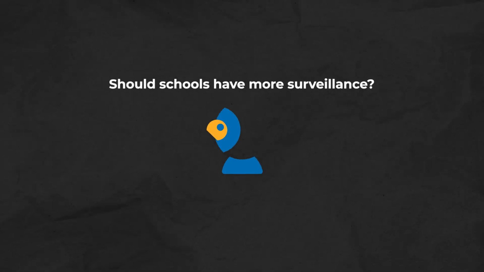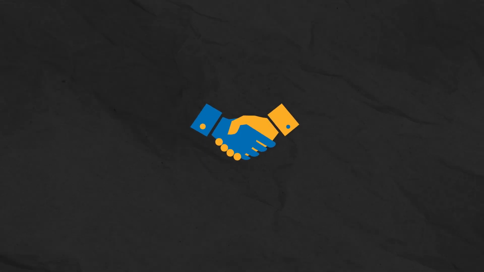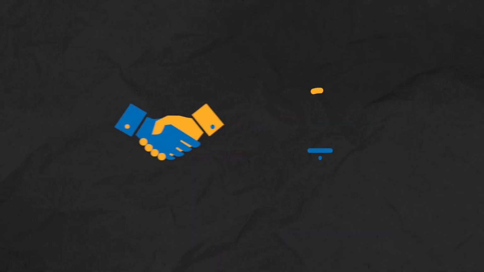Another clash could be on the idea of freedom within schools. Should schools have more surveillance and monitor the students more tightly? Or should the schools give the students more freedom and the ability for them to explore on their own? This is also another clash that happens between how we should teach and how much freedom we should give.